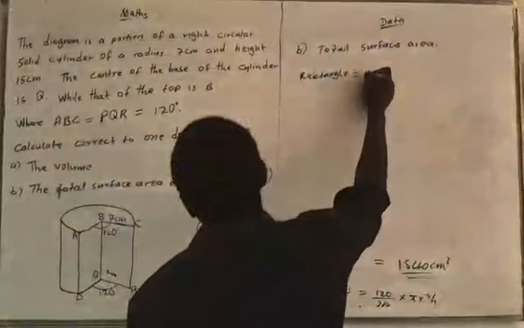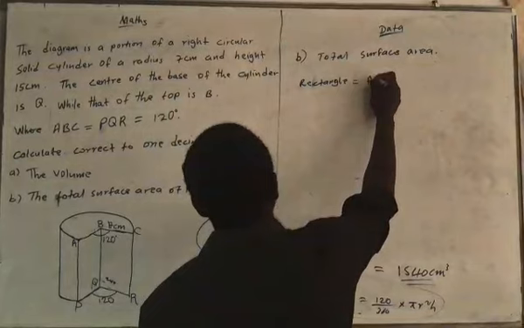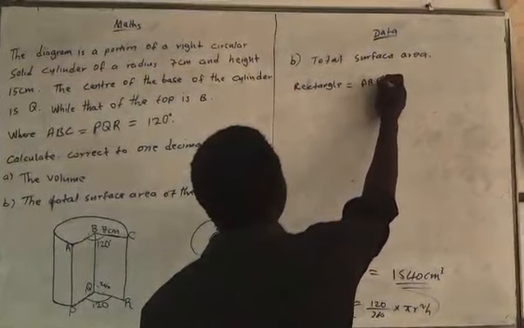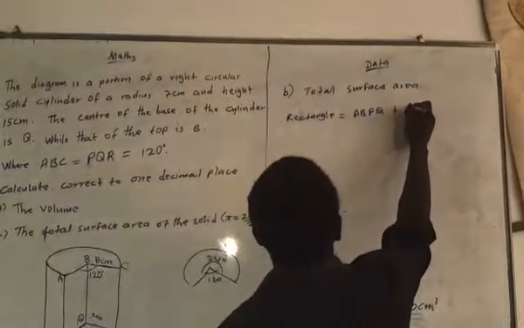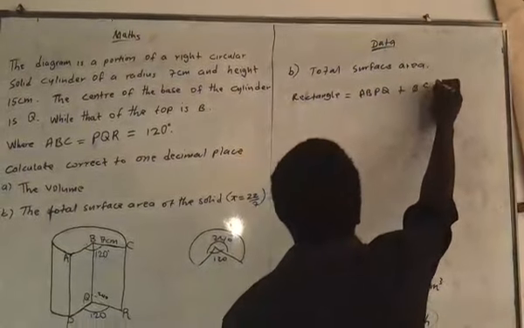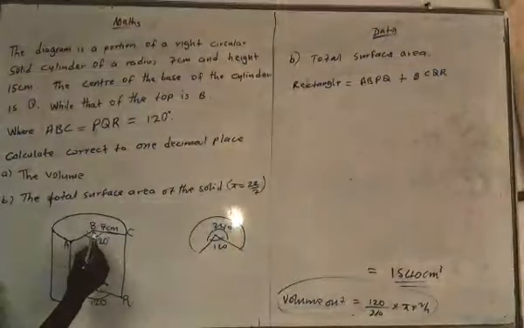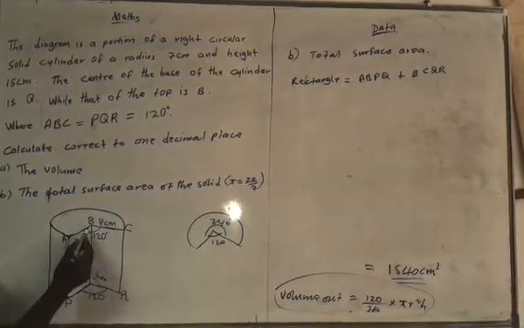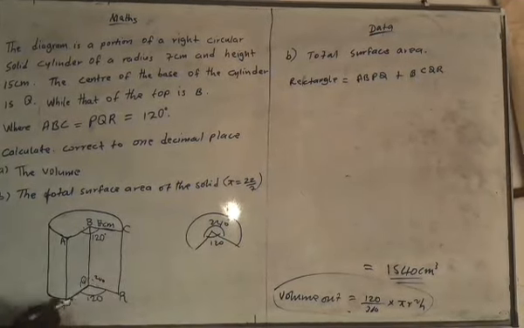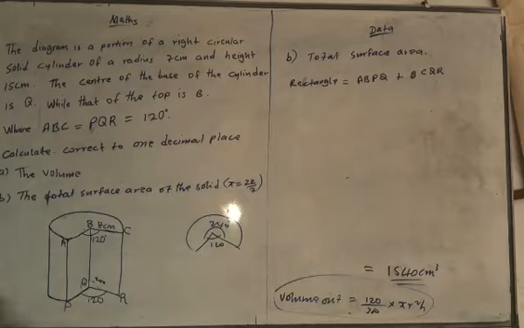rectangle ABEQ plus rectangle DCQR. Look here, this alone is a rectangle and it's part of the areas. This alone is another rectangle, and then we have the curved area here, and then we have the top and bottom. So we have to cater for all of them.